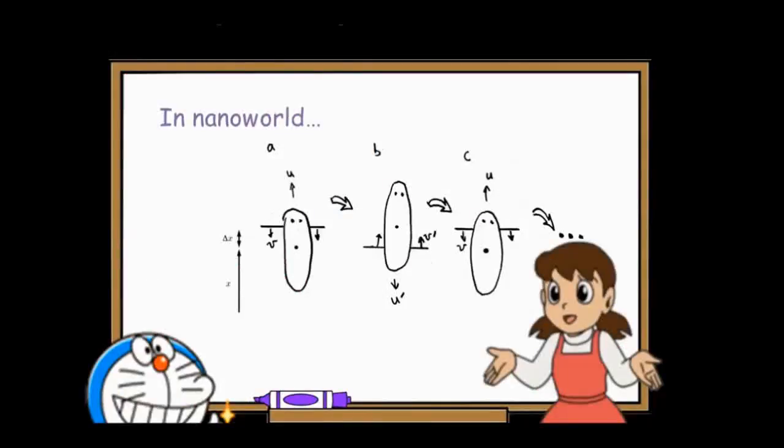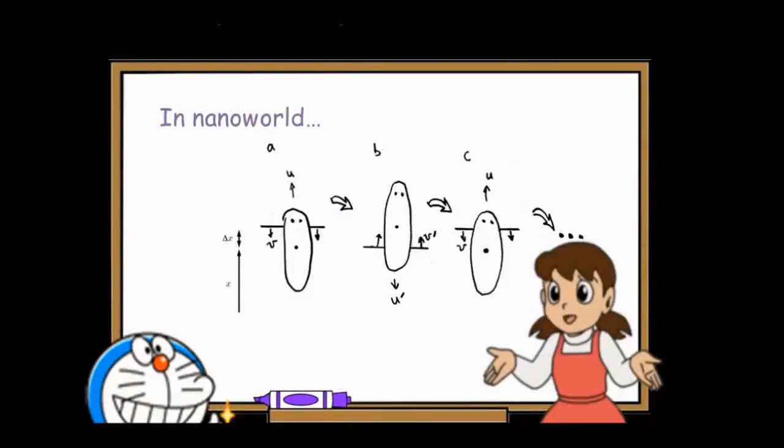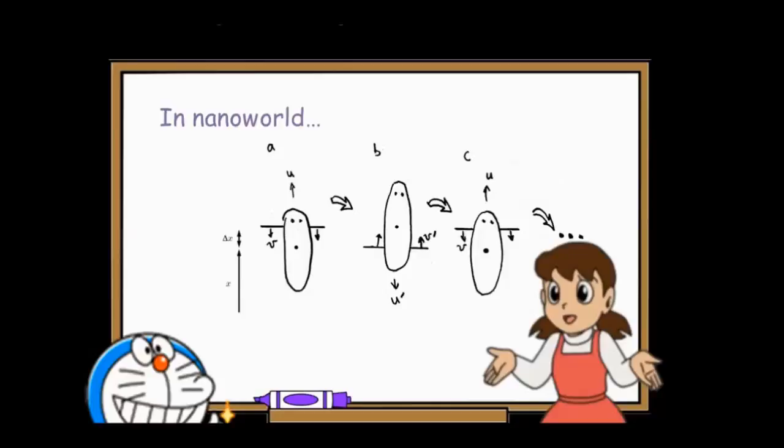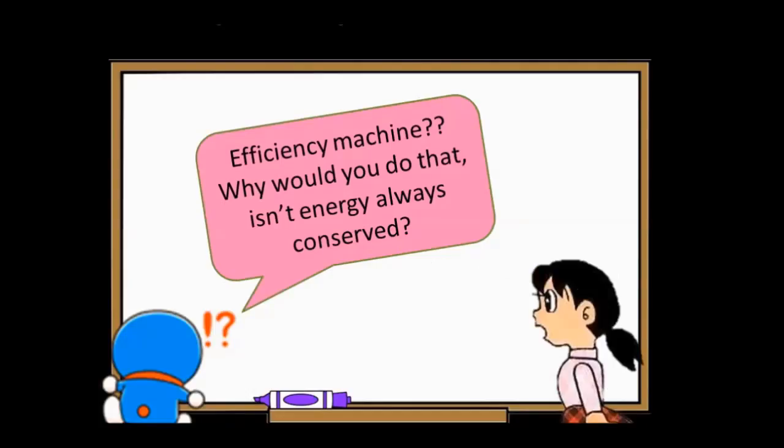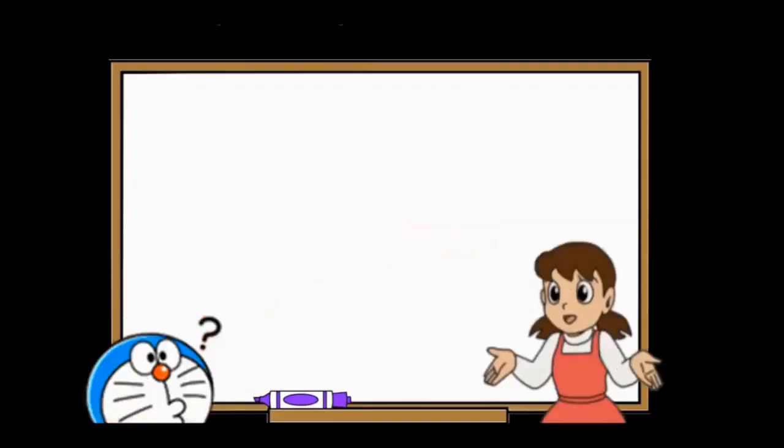So now I know how bacteria swim. Yeah, friction force in the nano world is really important. It has a big effect. But if we go back again to the macro world, we know that friction force will affect the efficiency of a machine. Efficiency of a machine? Why would you do that? Isn't energy always conserved? Well, let's see this idea.